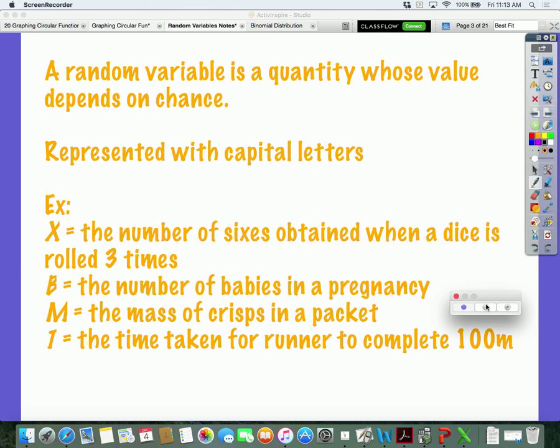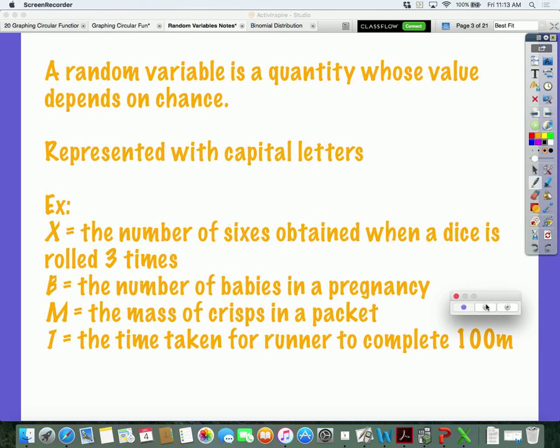That one is continuous as well. Time is definitely an interval, guys. It could take someone anywhere between 13.4 seconds all the way up to 9.9 seconds. Okay, it's a range of values.